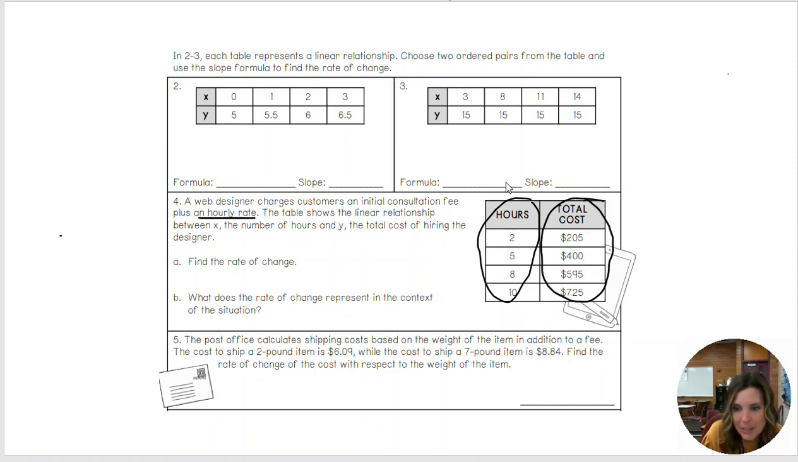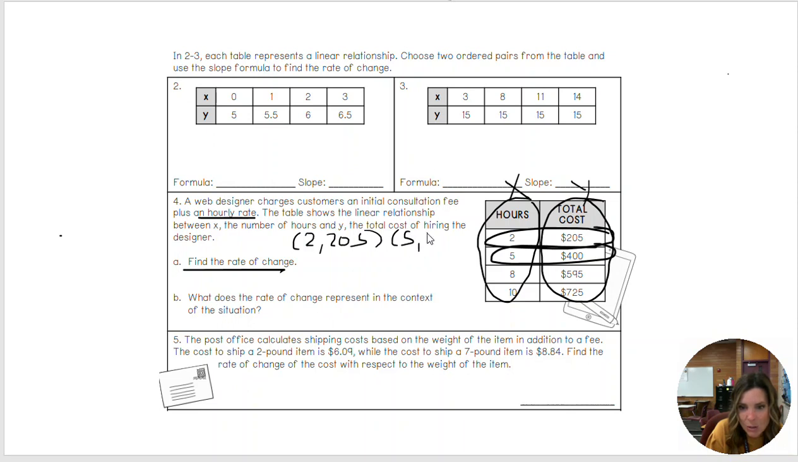Also, you need to know that with a table, this column is always X and this column is always Y. So if you're going to find the rate of change, it's just slope. So to find slope, you need to identify 2 points that are in the table and then write those as ordered pairs. So 2, 205, and 5, 400. And then you label your ordered pairs X, Y, X, Y. And then you use your slope formula, which is Y minus Y over X minus X, to find your rate of change.